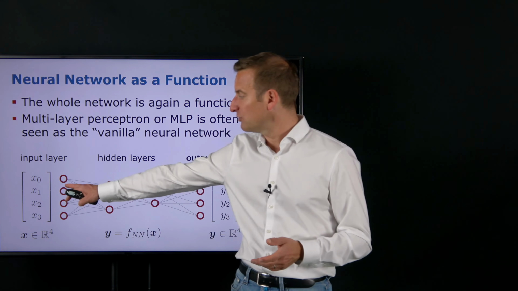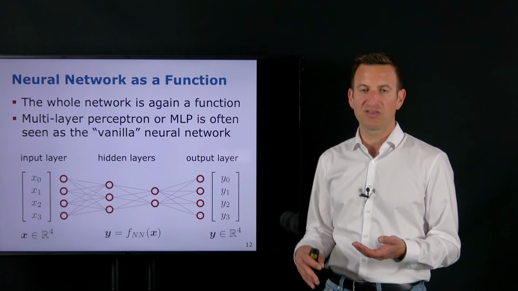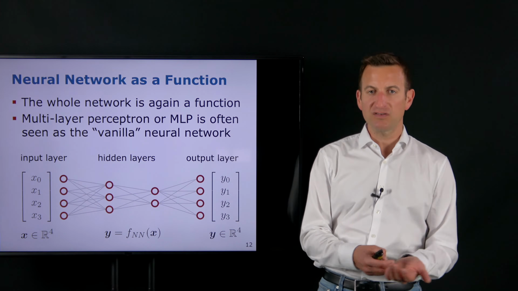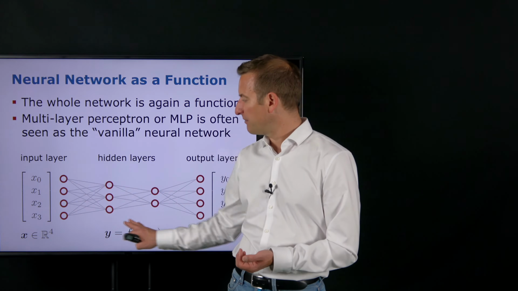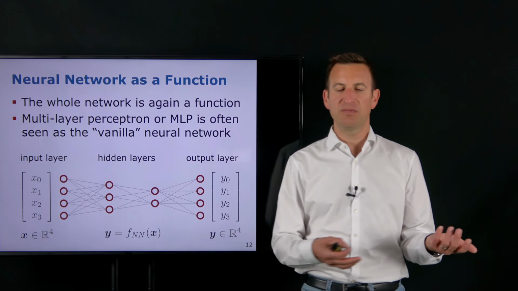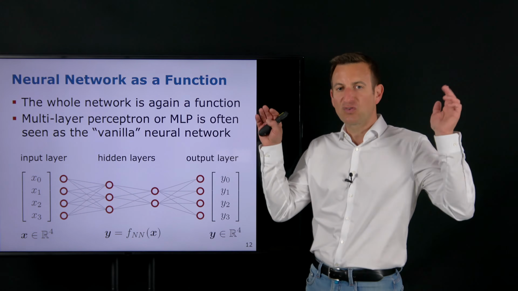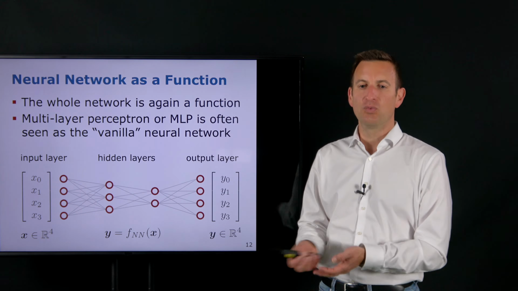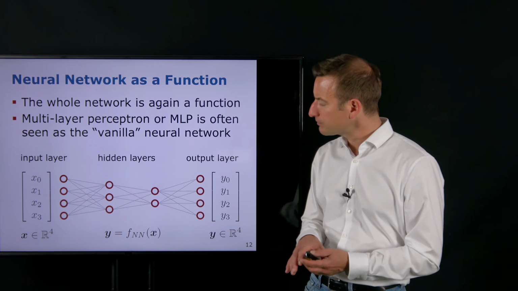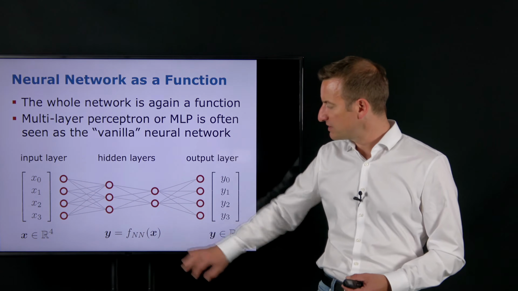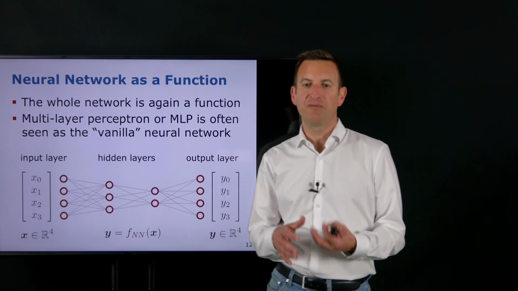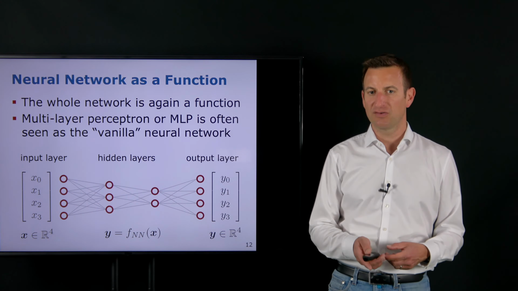It could also be 100 over here and just 2 over there. It just depends on what the input to the function is and what the output of the function is that I want to compute. And typically we have some hidden layers in here. Hidden layers means that they are not connected to the outside world, so neither to a sensor nor to an actuator. Those neurons in here and those connections, these edges, perform the actual computations.